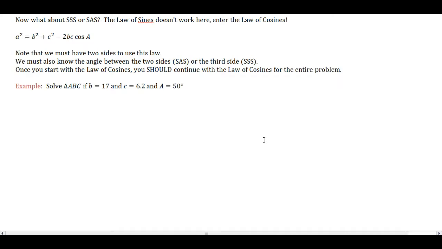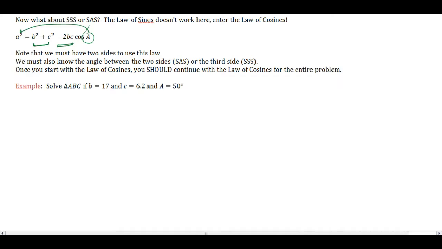And the law of cosines, to memorize that one is really not so tricky. You might see on the screen there, a squared equals b squared plus c squared minus 2bc cosine A. Just recognize the pattern more than anything else. Notice this looks a whole lot like the Pythagorean theorem. But then notice what I scribbled out. It was 2bc, which happened to be the two sides on this side, and then times cosine of the angle that was on the other side.